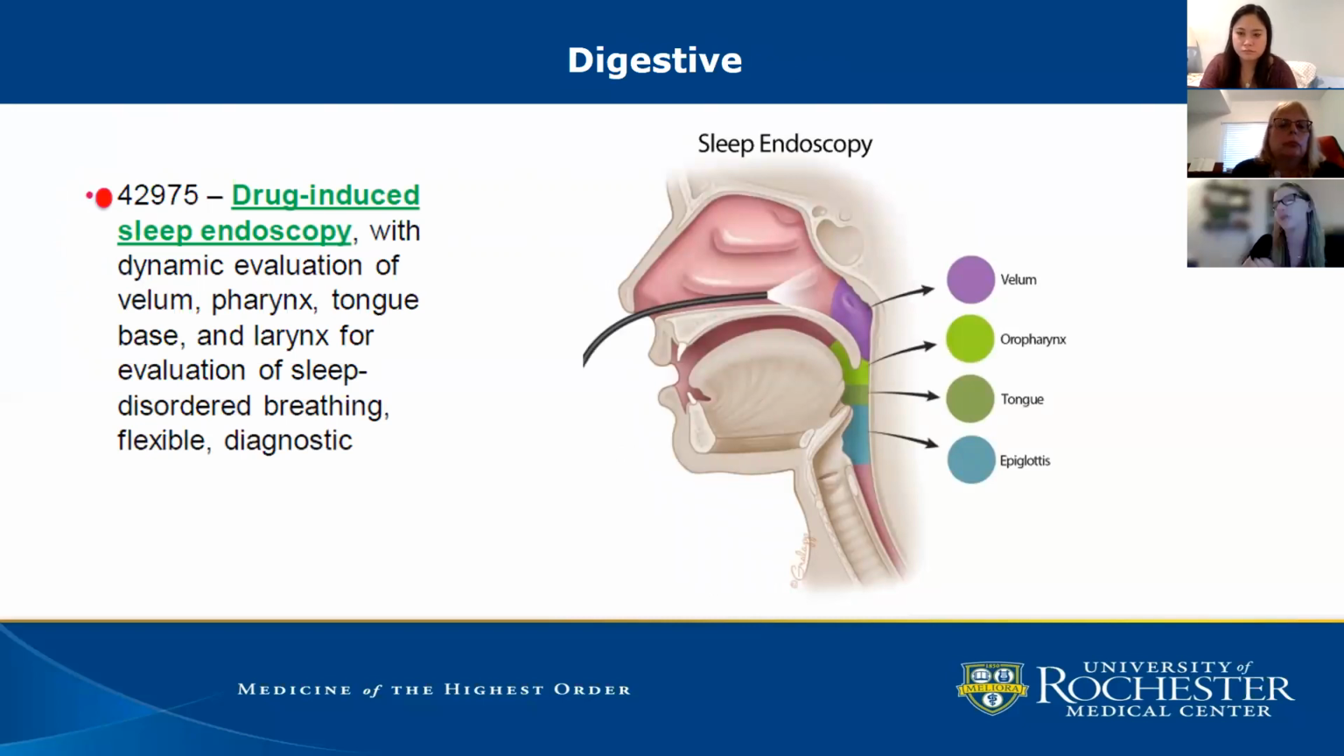So our first code for the digestive system is drug-induced sleep endoscopy. This is a procedure that can be used to evaluate patients with obstructive sleep apnea. From a little diagram, we can see here the patient would be sleeping, and they would be sedated anyway. The providers can put the endoscope down and check all of these areas to determine: does this patient have obstructive sleep apnea?